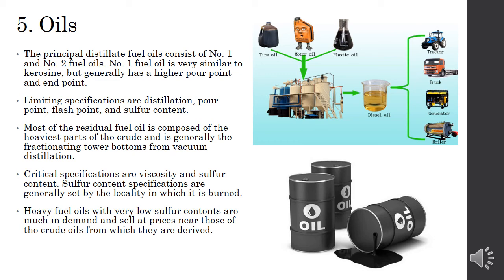Most of the residual fuel oil used is composed of the heaviest parts of the crude and is generally the fractionating tower bottoms from vacuum distillation. Critical specifications are viscosity and sulfur content. Sulfur content specifications are generally set by the locality in which it is burned. Heavy fuel oils with very low sulfur contents are much in demand and sell at prices near those of the crude oils from which they are derived.